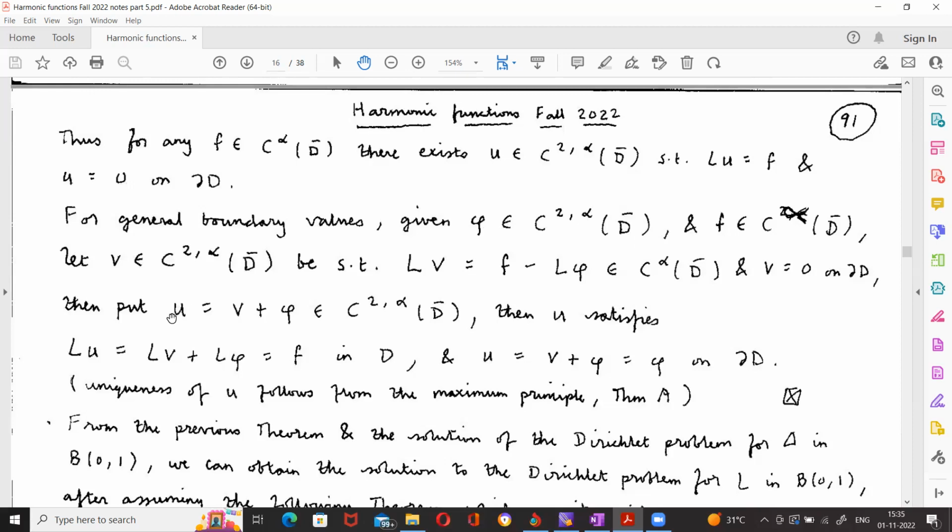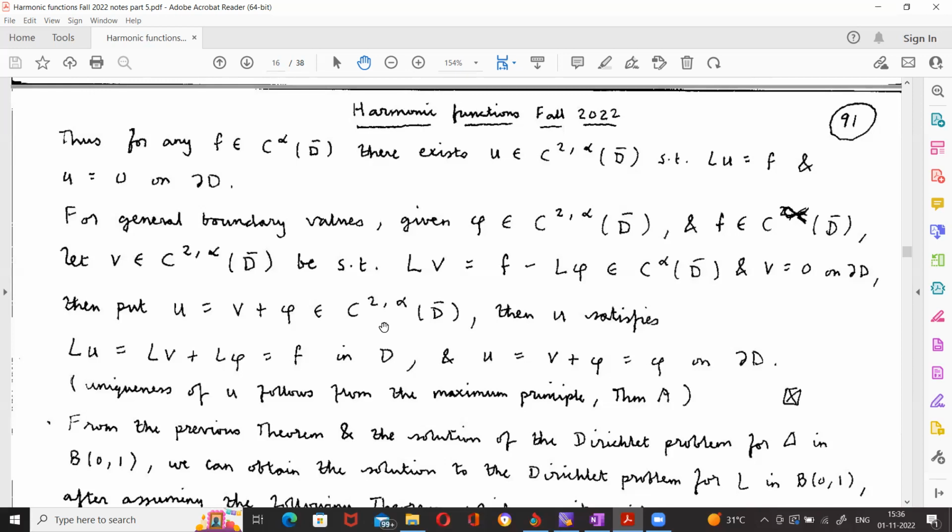And then if we want the solution U equal to V plus phi to be in C2 alpha, then we want phi also to be in C2 alpha, right? Because V is in C2 alpha. So for the sum to be in C2 alpha, we need phi also to be in C2 alpha, right? Yes. So that's where we need that.